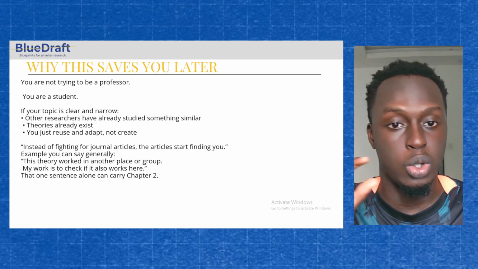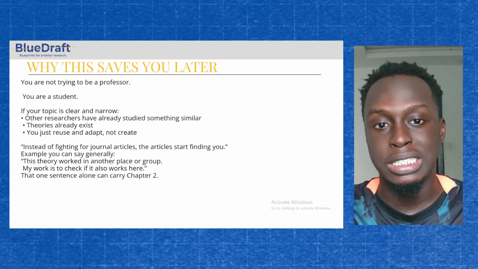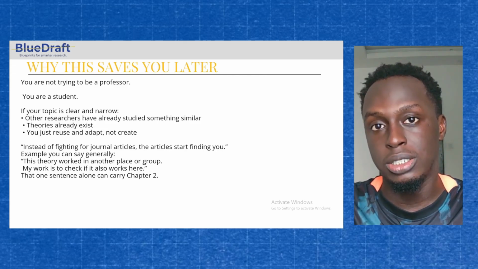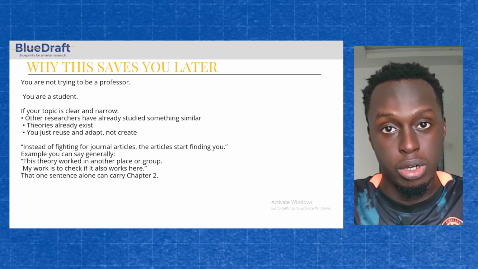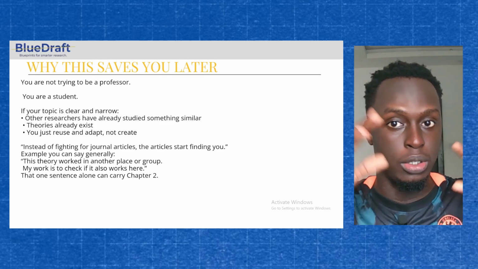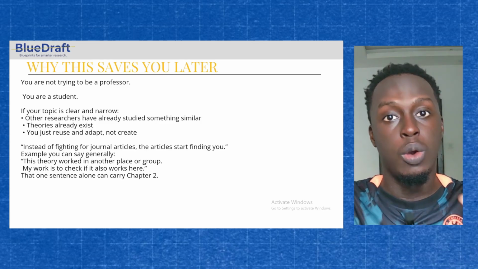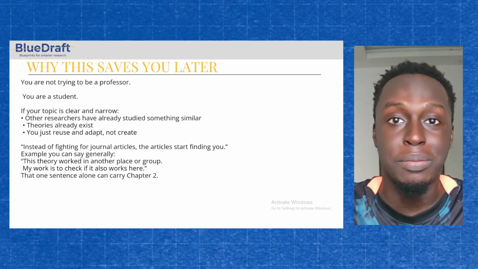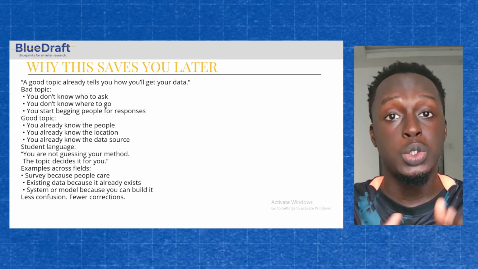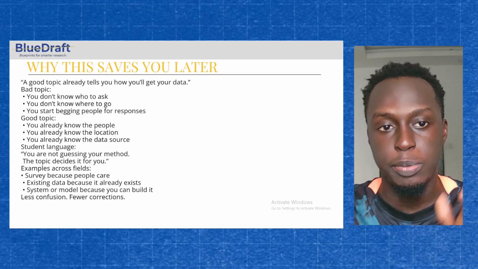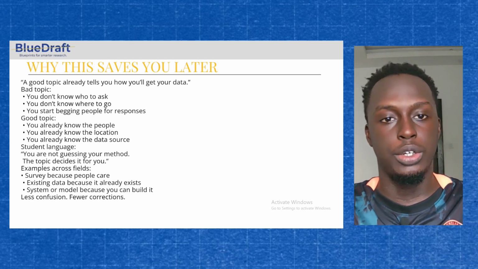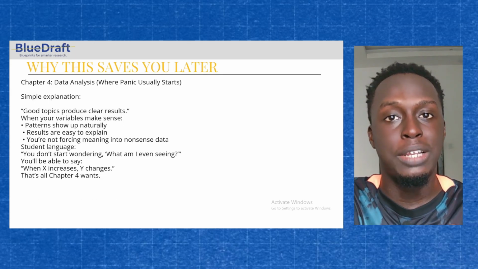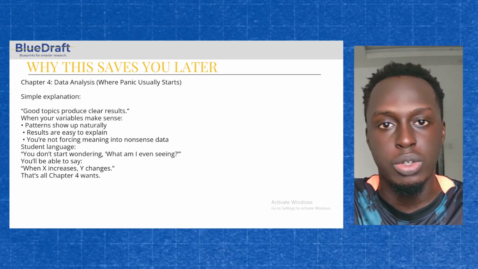For example, I'm going to talk about the population and location gap. This theory works in other places or groups. Your work is to check if what works in other places works in the place you're researching, and that alone can save your chapter 2 and make it easier to do. This also helps your chapter 3 because you already know the people you're going to meet, you already know the location, you know how to get the data source, and you're not guessing your methods. And for chapter 4, your results are going to be easier to explain.